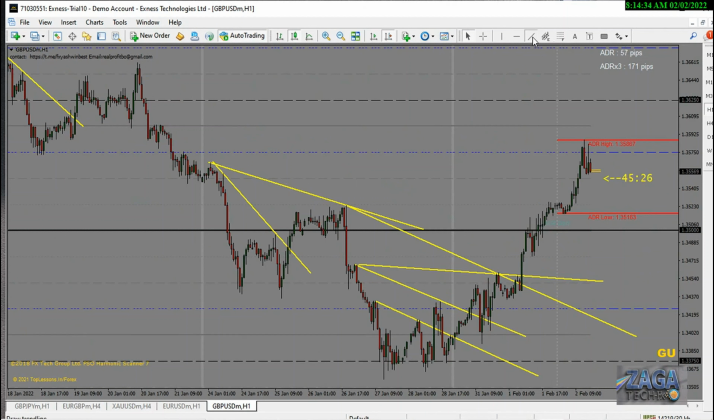You can also pick up a long movement from here to here and wait for the break, from this point, from this point, and this point, and wait for a break. And you can see this, it's just a W formation. All right, this is how you can draw your bullish trend line on an actual chart.